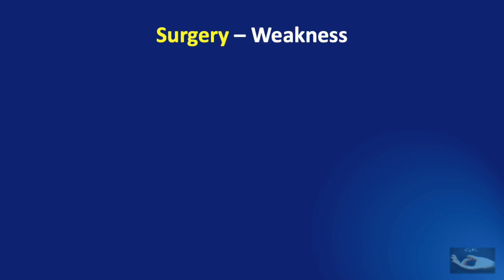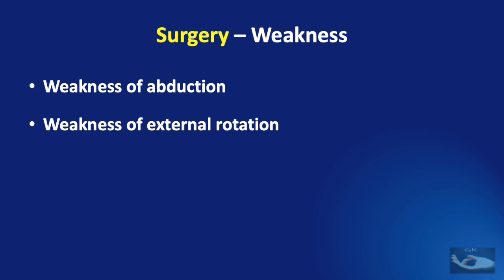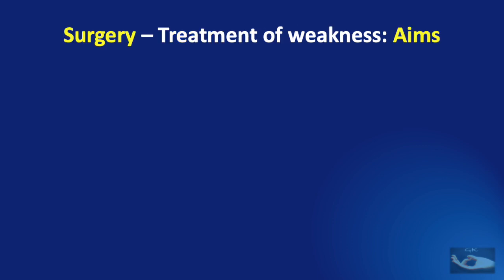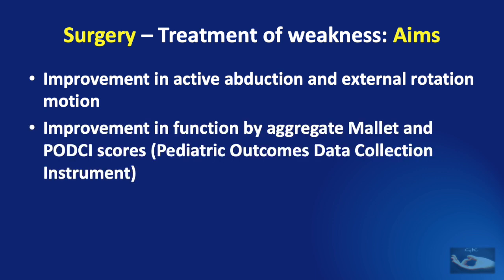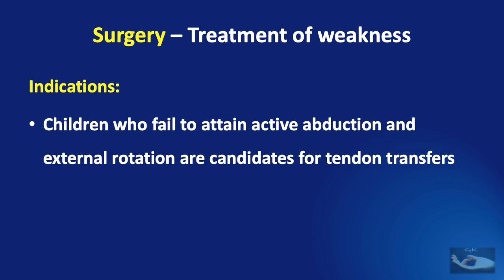When we say weakness of the shoulder in birth brachial plexus palsy, we are actually referring to weakness of abduction and weakness of external rotation. So the aims of treatment of this weakness of the shoulder are improvement in the active abduction and external rotation motion, and improvement in the function by aggregate Mallet and Palsy scores, that is the Pediatric Outcomes Data Collection Instrument scores, and these need to be done for children who fail to attain active abduction and external rotation.